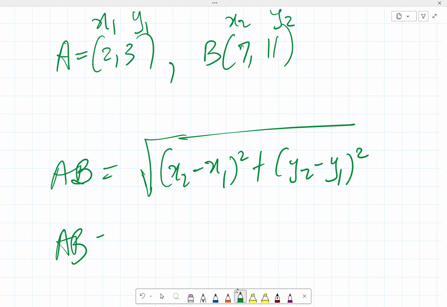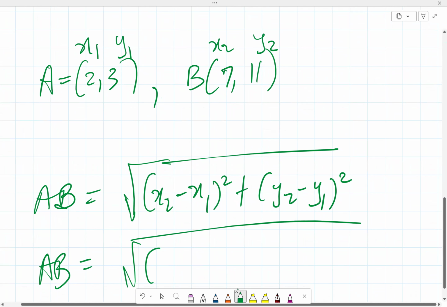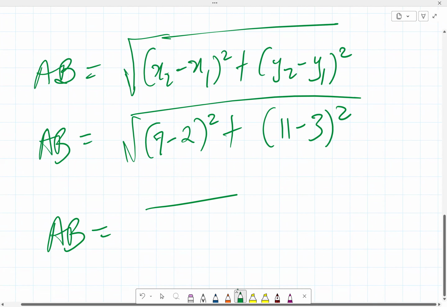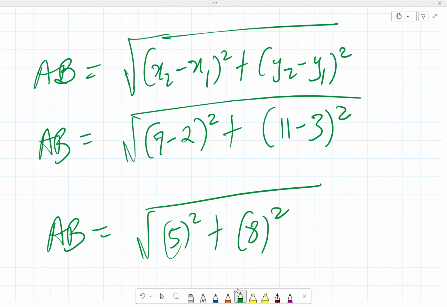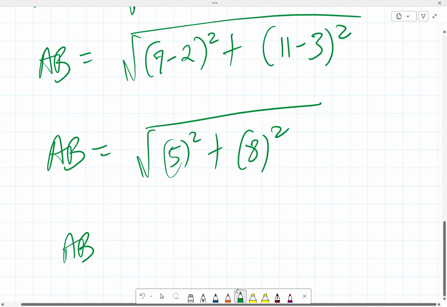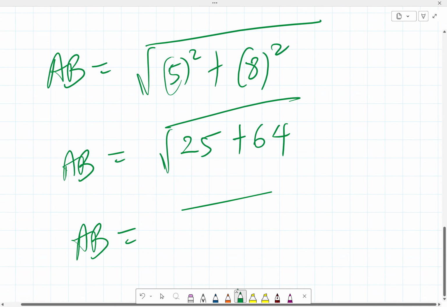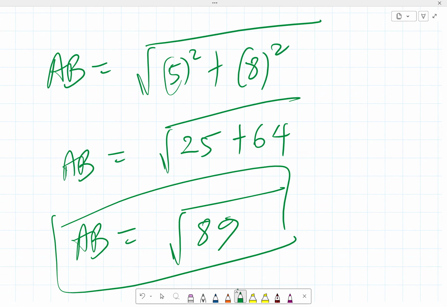is the square root of (x2 minus x1) squared plus (y2 minus y1) squared. So AB now is equal to the square root of x2 minus x1, so x2 is 7, x1 is 2, squared. y2 is 11, y1 is 3, then you square that. So AB is equal to the square root of 7 minus 2, that's 5 squared, plus 11 minus 3, which is 8 squared. Okay? So AB equals the square root of 25 plus 64. So that means AB is the square root of 89. That's root 89.